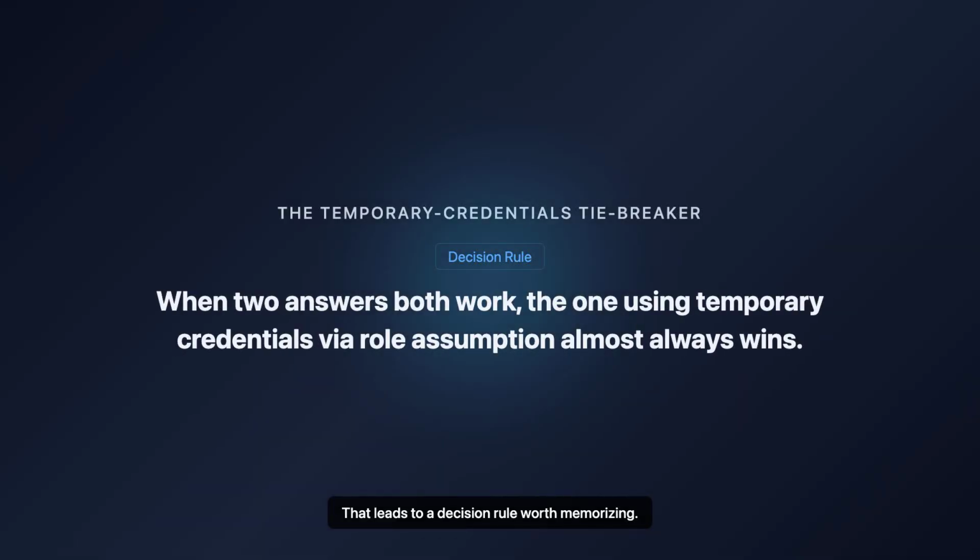That leads to a decision rule worth memorizing. When you're staring at a scenario where two answers both technically work, the one using temporary credentials through role assumption is almost always the right call over the one that mints a long-lived access key. Same outcome, but one of them leaves a permanent secret lying around and the other doesn't. When the choice is a tie, temporary wins.